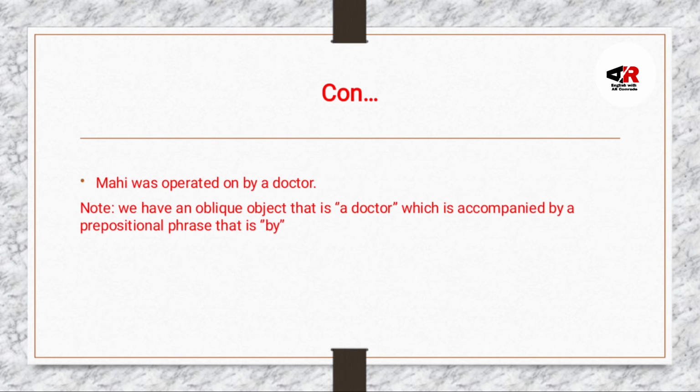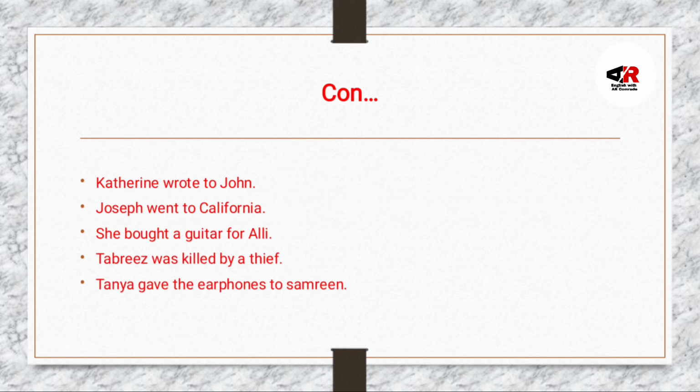Here we have another example as well. Mahi was operated on by a doctor. Now it's passive voice. So where do we have the oblique object in this sentence? We have an oblique object, that is a doctor. A doctor is what? Oblique object. And it is accompanied by a prepositional phrase, that is by. So by is a preposition that is accompanied by an oblique object.